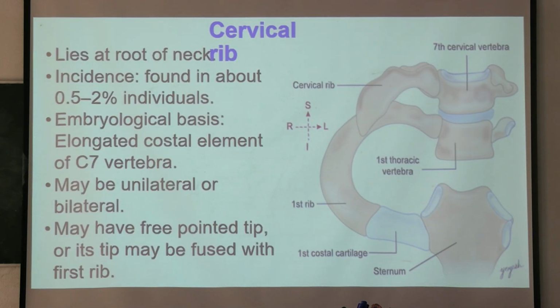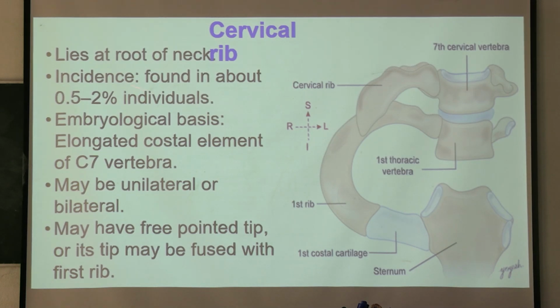Next we go to the clinical aspect. First is the cervical rib. Cervical rib comes as a short note, an important clinical aspect. It lies at the root of the neck. See here, generally ribs start in the thoracic region from T1 to T12.